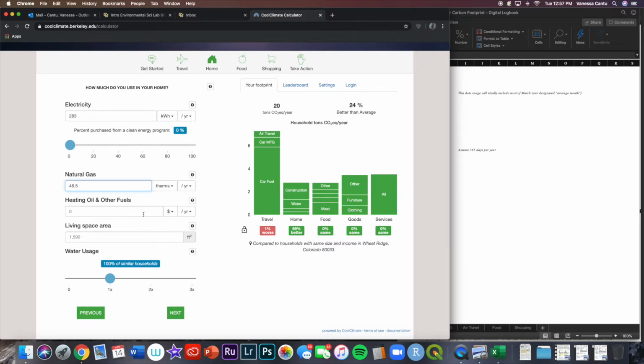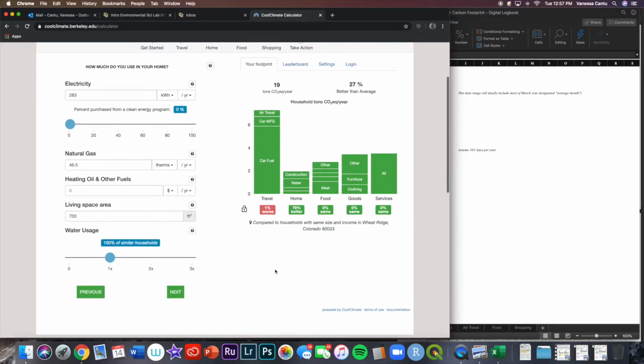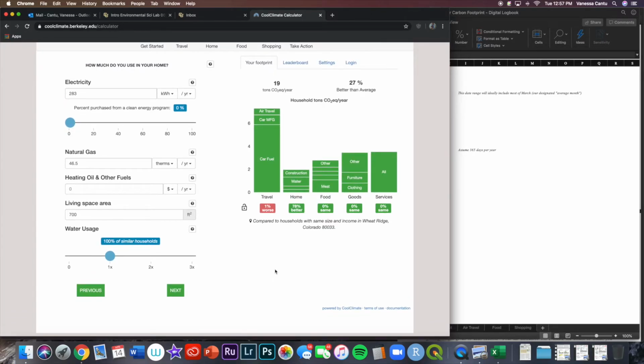I would keep this as 0 unless you actually do have that. And then your living space, put whatever square footage. If you don't know, kind of estimate what it is. And then water usage, I would just put 1 times is similar to that because we didn't really calculate how much water we were all using.